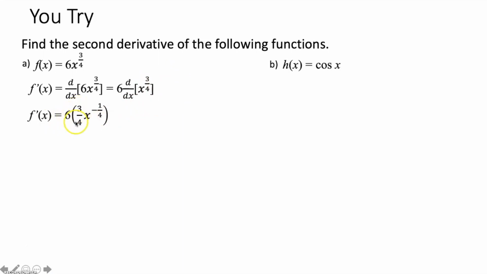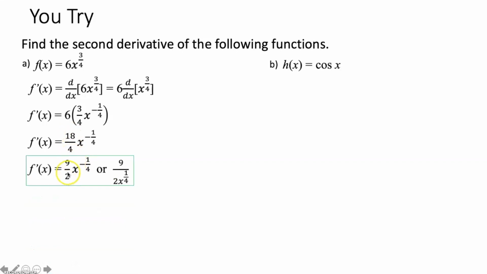Now I can simplify this. 6 times 3/4. 6 is the same as 6 over 1, so it becomes 18 over 4. And I could simplify this and divide each of those by 2. I get 9 over 2 times x to the negative 1/4. Or, if you want to put that back in the denominator, you could. But we're going to have to take the derivative of this again, so I just leave it like this. Now, let's take the derivative of our derivative to get the second derivative. So to take the derivative here, it looks like we would need the quotient rule. But, as you can see, there is no variable in the numerator.